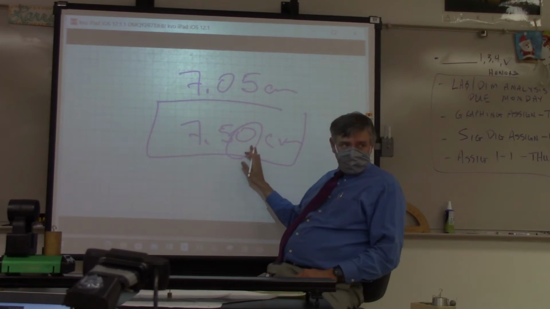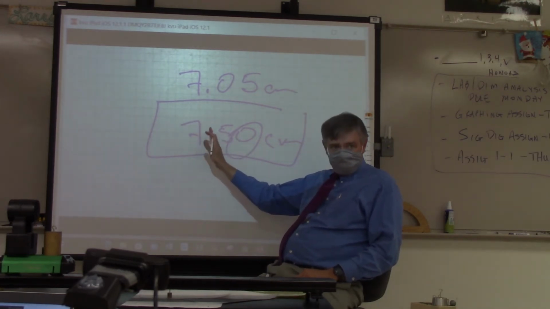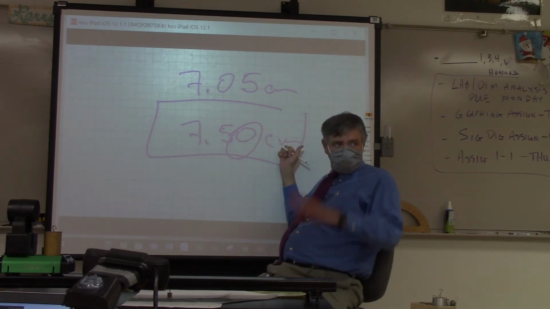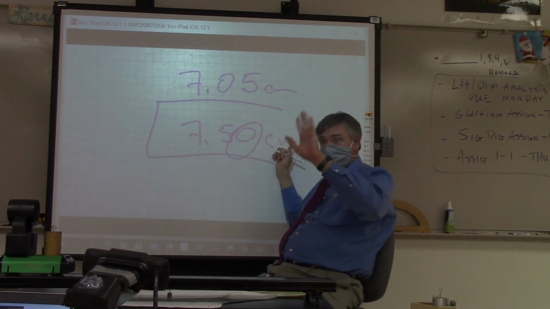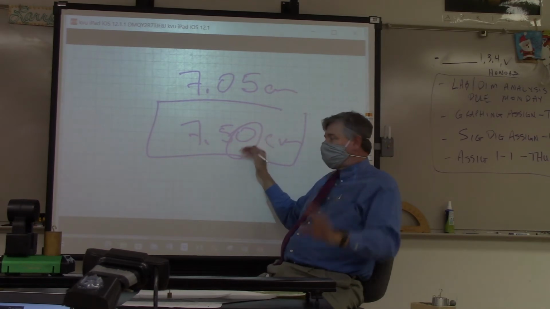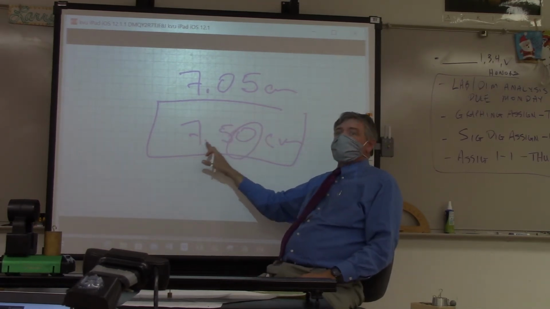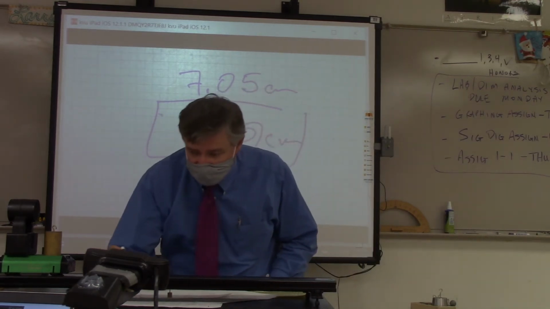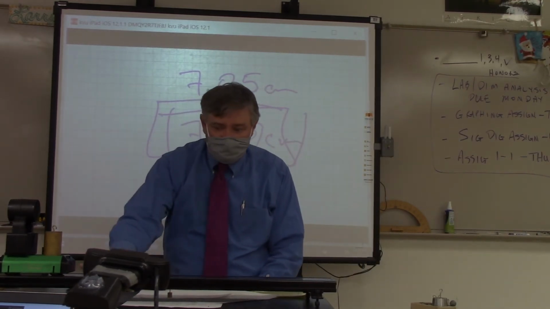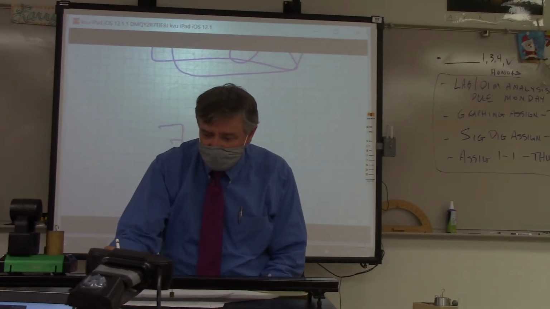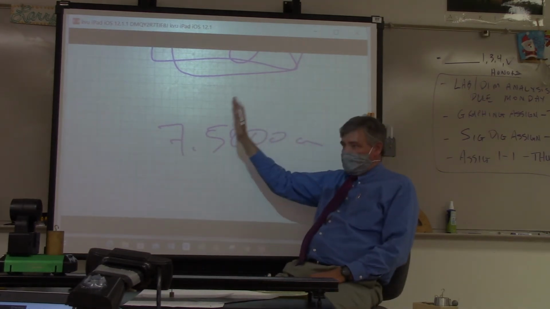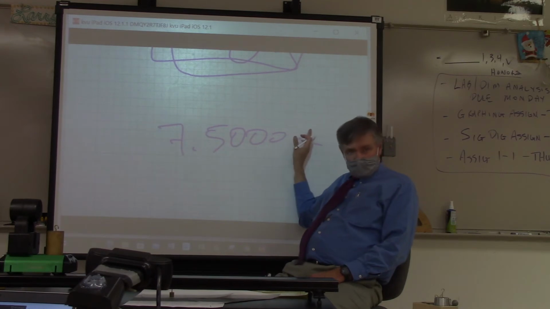So here's the deal. When you look at zeros, if there's a decimal place, you count everything to the right. So if there's a decimal place, here's a short version of this. It's the easiest way to remember it. If there's a decimal place, you count everything to the right. So in this case, this would have 3 significant digits. If it's 7.5000 centimeters, all of these zeros would count, okay? So if there's a decimal place, you count everything to the right.